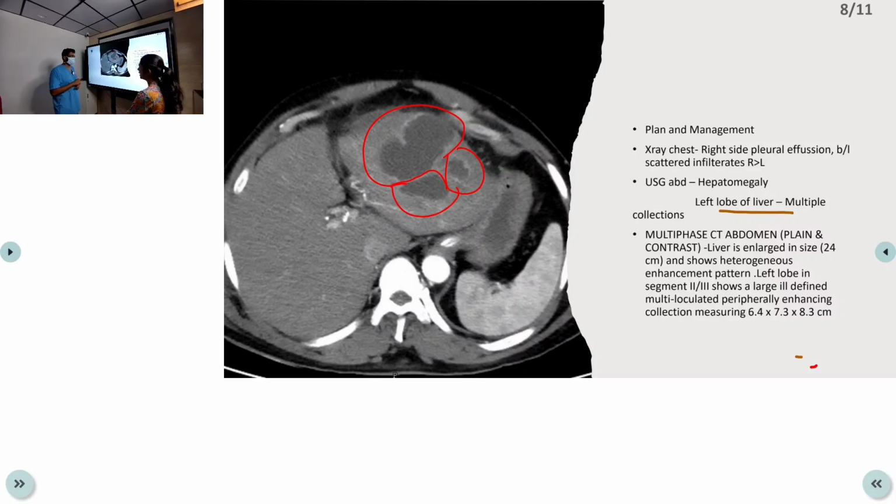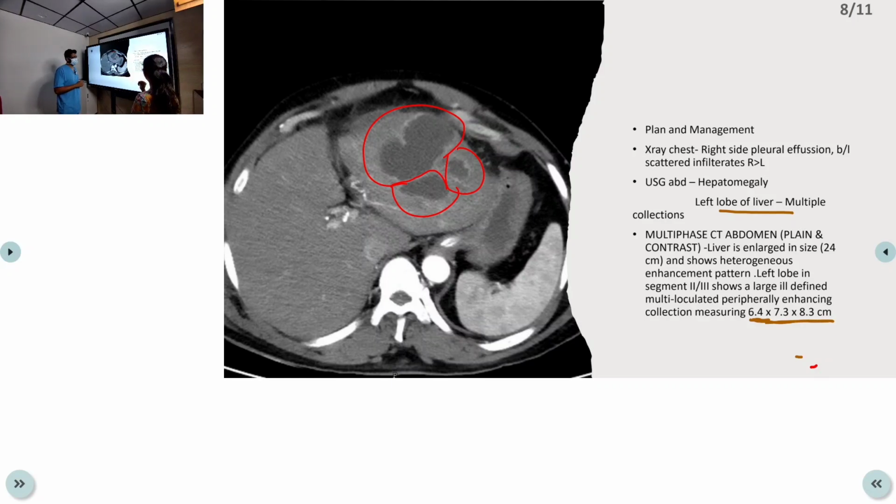Then is he having any cirrhosis? No, cirrhosis features were not there. Is he alcoholic? Occasional drinker, but not daily or weekly. So immunocompromised state, diabetes mellitus, and recent surgery are some of the risk factors. So we have a size of 6 into 7.3 into 8.3 centimeter.